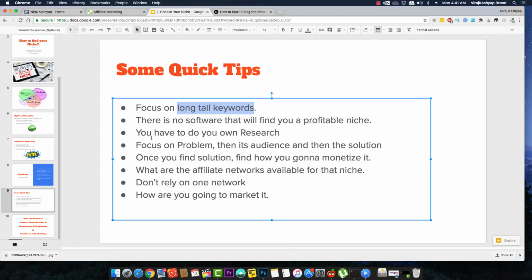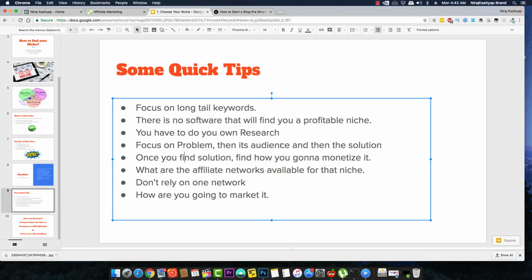Also, once you have found your niche, run this formula on it. First, focus on the problem: your niche has a genuine problem. If your niche has a genuine problem, then who is its audience? Where could you find the audience? What is the population of the audience? Once you have determined both of them, go and search for the solution to that problem. Once these three are done, you're at least 80% done with your product.